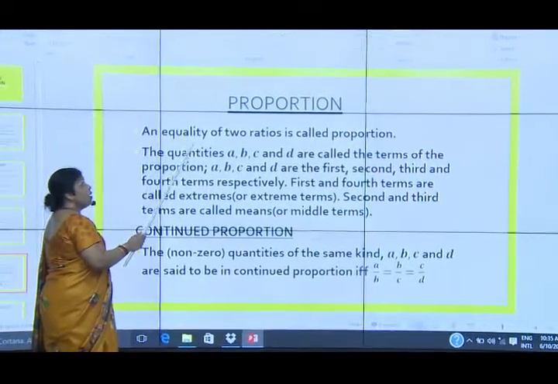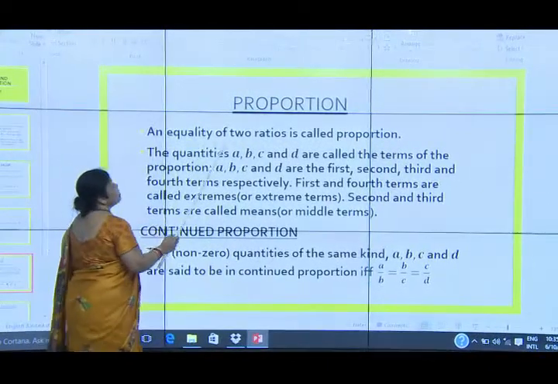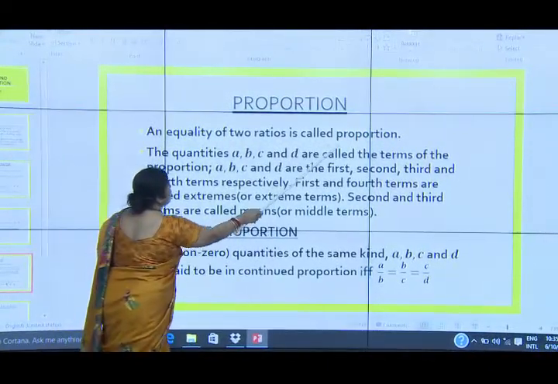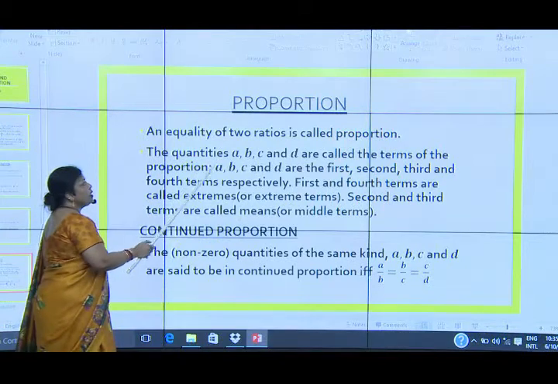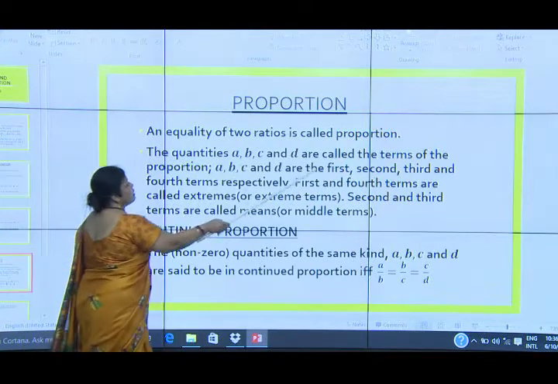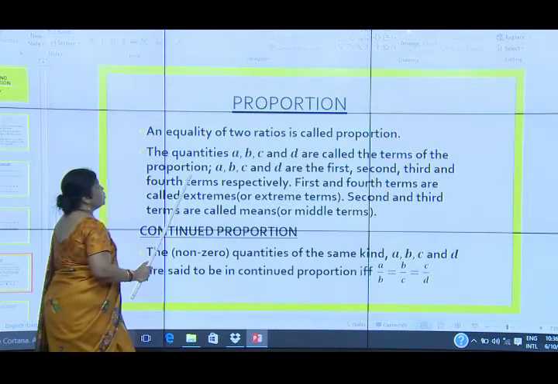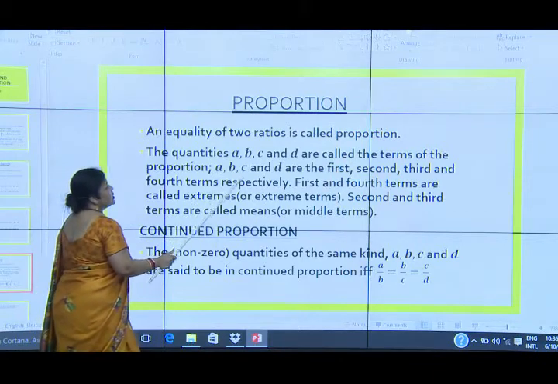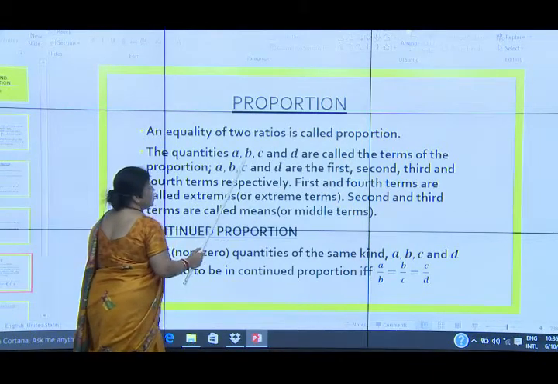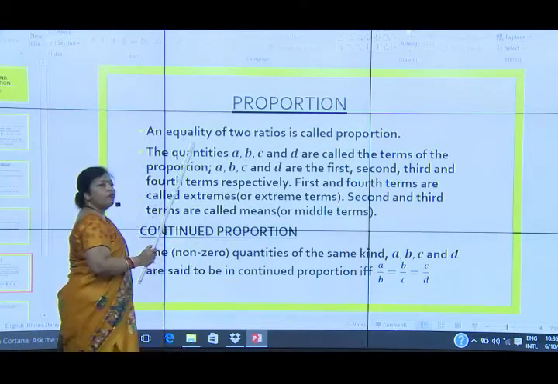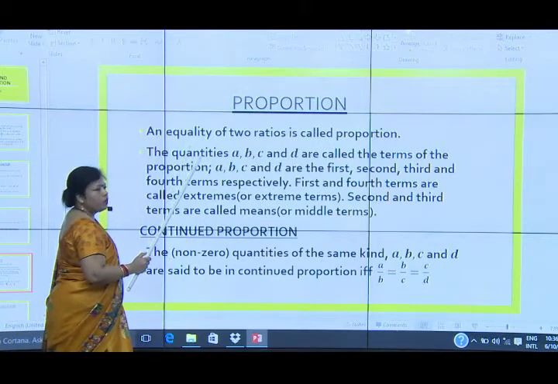So an equality, children, equality is important. An equality of two ratios is called proportion. The quantities A, B, C and D are called the terms of the proportion. Now in the proportion we have four terms. We will always have four terms in the proportion.